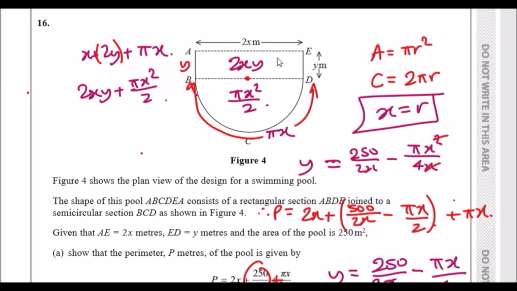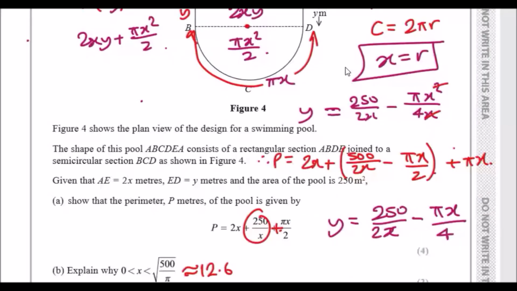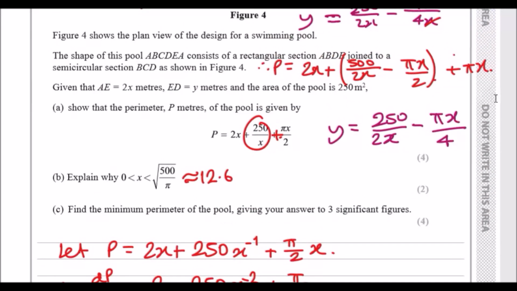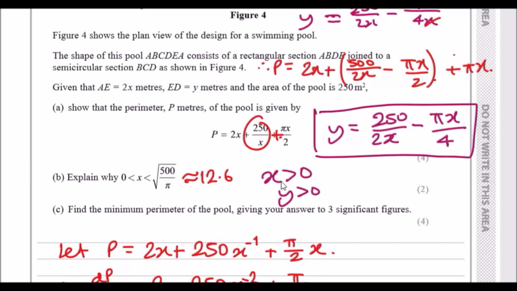So first things first, when it comes to lengths and distances, we should always recognize that x and these values must always be positive. So right off the bat, we can simply say that x must be positive and y must be positive, yeah? Now, looking back at the part A equation, we formulated this, right? Now, if we assume that y is bigger than 0, we can say that this equation is bigger than 0. And what that means is that we have all of this now, 250 over 2x minus pi x over 4, all greater than 0. And yeah, that's it.